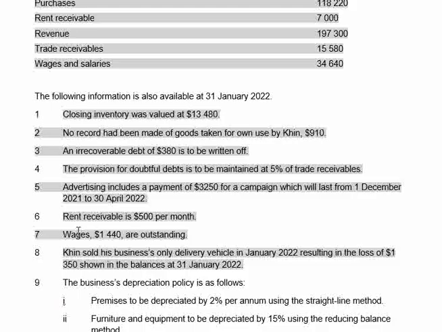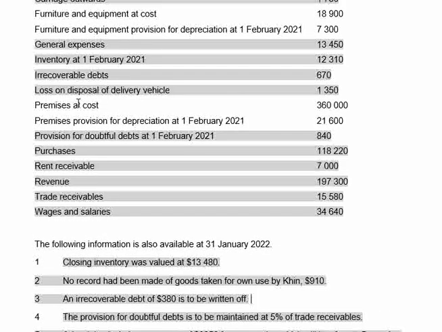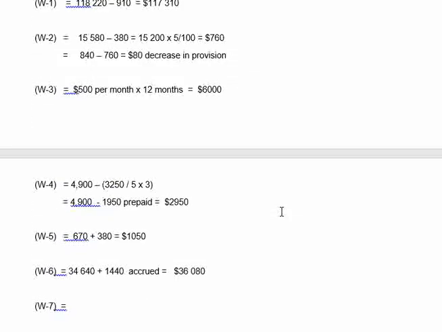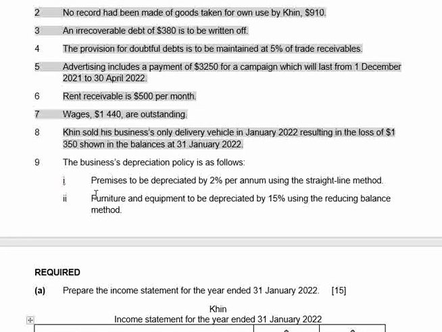So if we see the premises is to be depreciated 2% per annum using straight line method. So what is the cost of premises? 3,60,000. So we will take 2% of this cost. Whenever there is a straight line depreciation, we will multiply the percentage given with the cost of that asset. So 3,60,000 is the cost of premises. And you will take the 2% of that and you will find out that 7,200 depreciation is to be recorded for premises. Done.